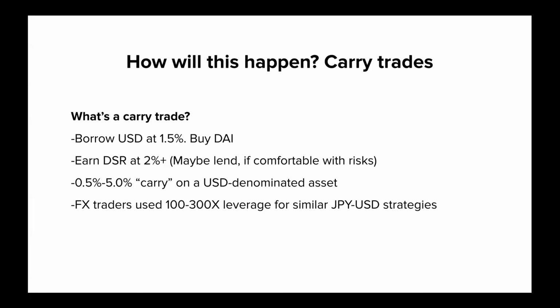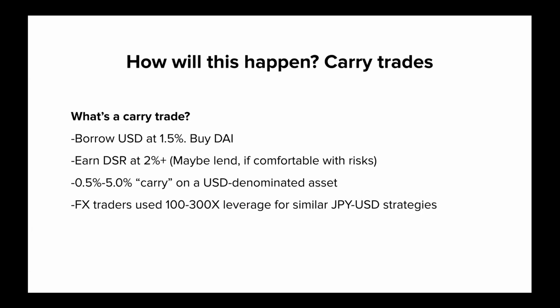We hit on it a little bit, but just so that everybody gets it, the core carry trade strategy was developed around borrowing Japanese yen and investing it in dollars or other high yielding instruments. You can do the same thing with digital assets, where you can borrow US dollars at 1.5%, buy DAI. There's carry to be had with the DSR above 2%. And if you're comfortable with lending on a fully collateralized basis, you might be able to get up to 5% in terms of carry that's effectively on a US dollar denominated asset.